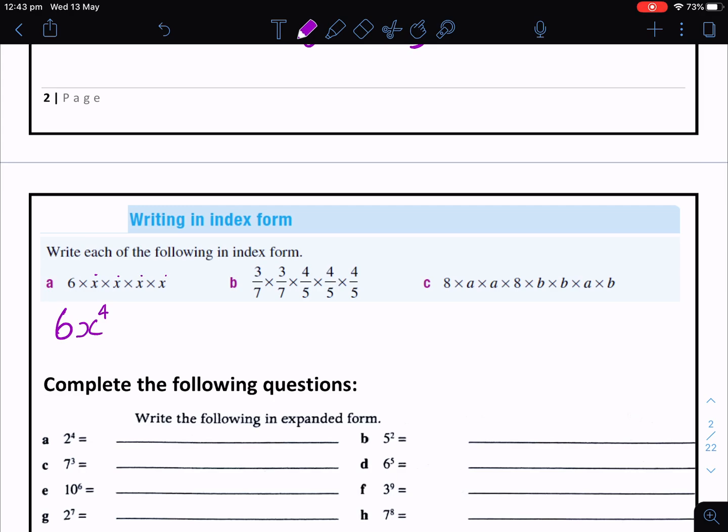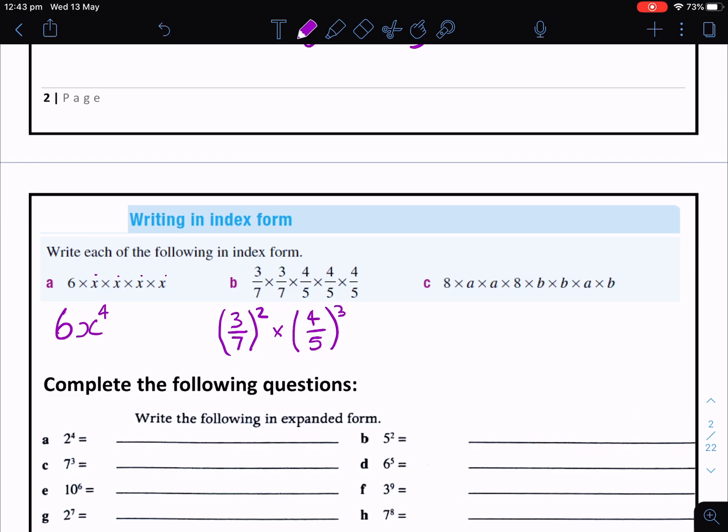Okay, let's look at B. We've got 3 over 7 times 3 over 7. So our base is going to be 3 over 7, and there's 2 of those. And then we have 4 over 5 3 times. So we'll put a times there, and we've got 4 over 5, and there's 3 of those. So it's just finding what your base is and then counting how many times it's there.